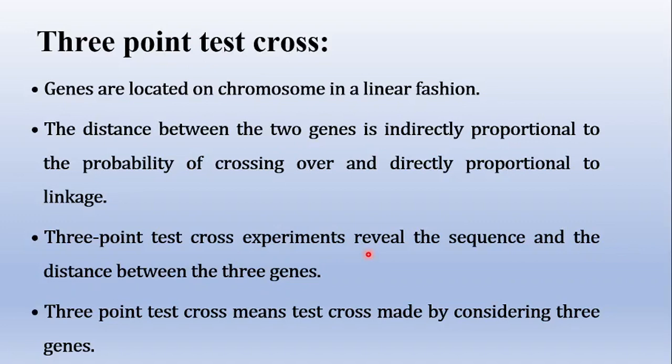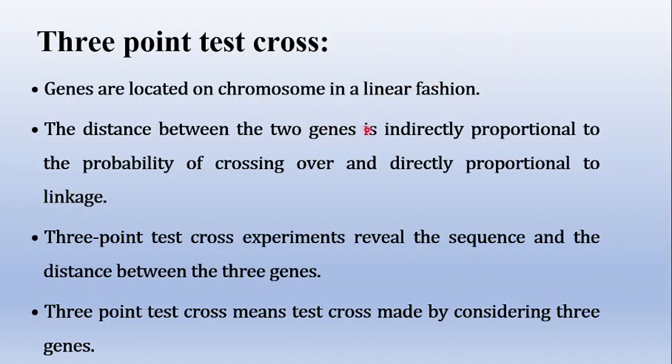First of all, 3-point test cross. What is 3-point test cross? 3-point test cross means test cross made by considering 3 genes. Actually, 3-point means 3 genes. Test cross means crossing of F1 hybrid with a recessive parent.